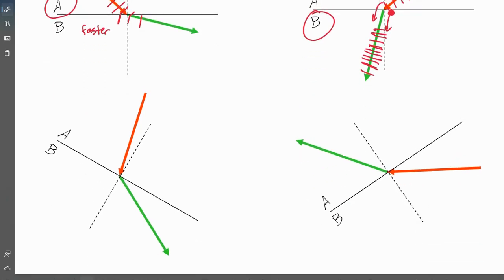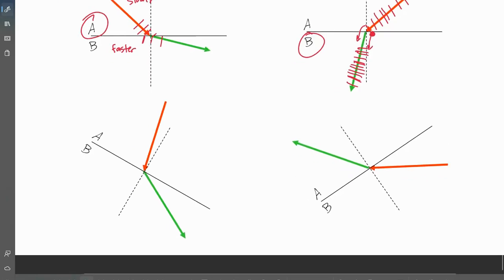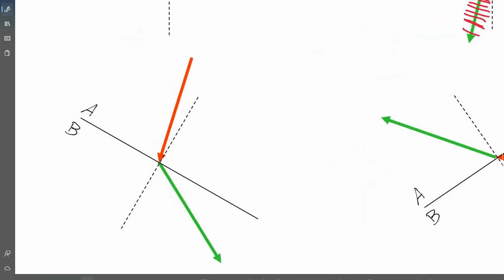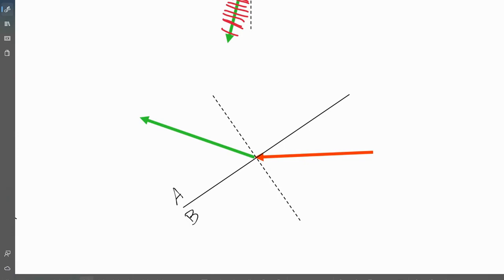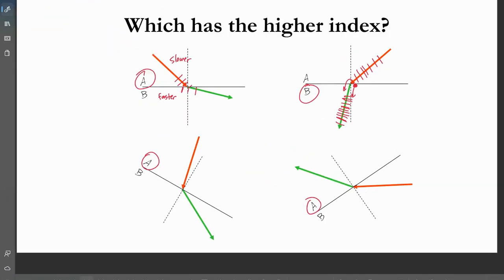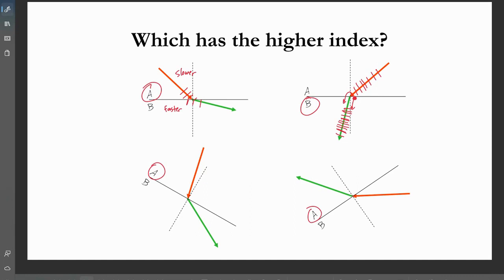All right, this one over here, I'm hoping that you just see this and tilt your head to the right. Higher index of refraction, A, over here, and then over here, higher index of refraction is A as well. So those are the answers to those 4 problems. If you have any questions, definitely let me know.